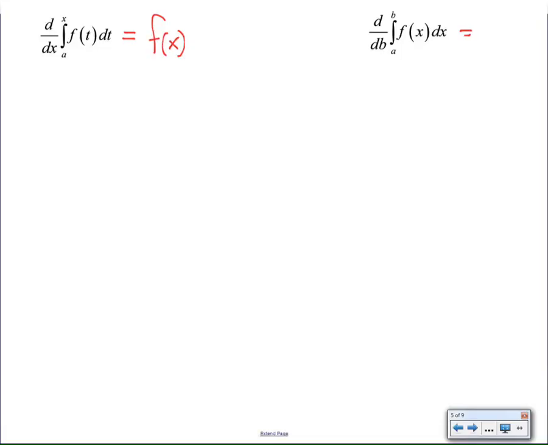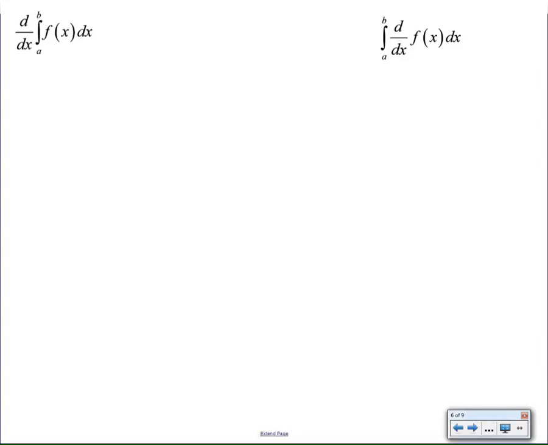So here what we have is a virtual generalization. If we're differentiating with respect to x from a to x, a function, then we just get f of x. If we're differentiating with respect to b from a to b of a function, we get f of b. So pretty straightforward stuff.